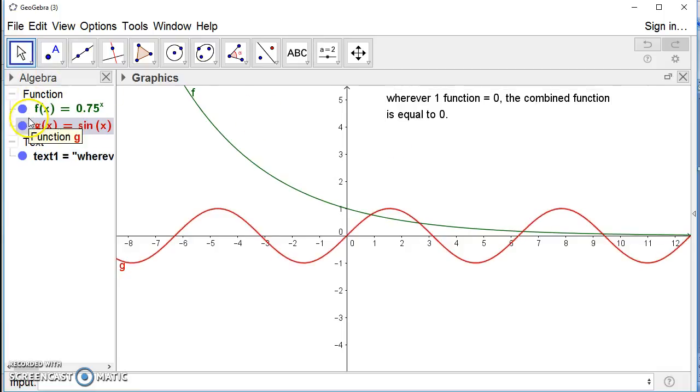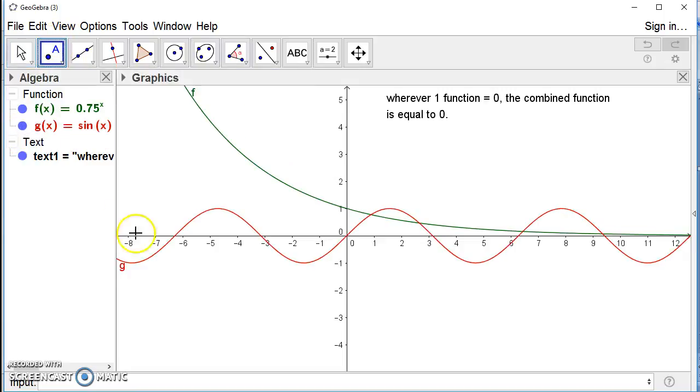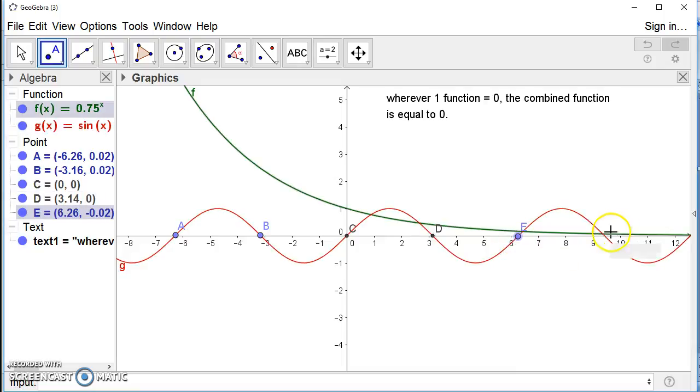So looking at this carefully, the green function doesn't have any zeros, but the red function does, right? It has a 0 at negative 2 pi, it has a 0 at negative pi, it has a 0 at 0, it has a 0 at pi, at 2 pi, and 3 pi, and so on. Every k pi it has a 0. Let's just deal with these four. This should be sufficient for what we need.